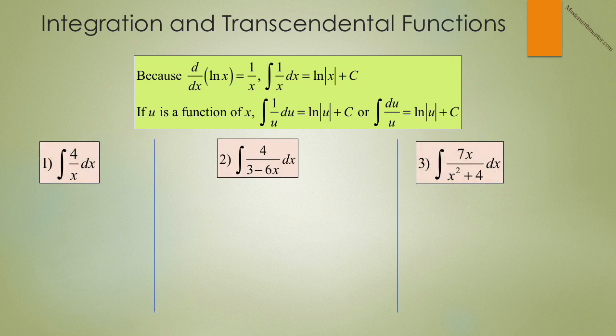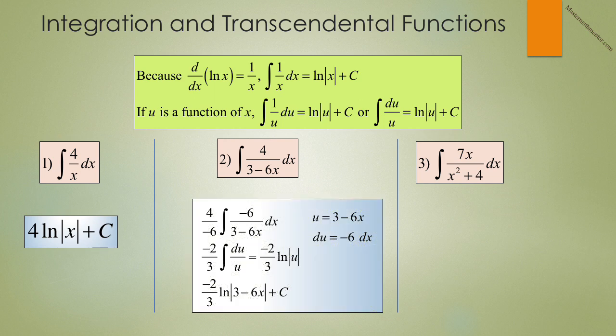We now have 6 expressions that, when we integrate, involve the natural log function. Most of them involve setting up a u substitution. One is the easiest. The integral of 4 over x dx is simply 4 natural log absolute value of x plus c. 2 reads the integral of 4 over 3 minus 6x dx.